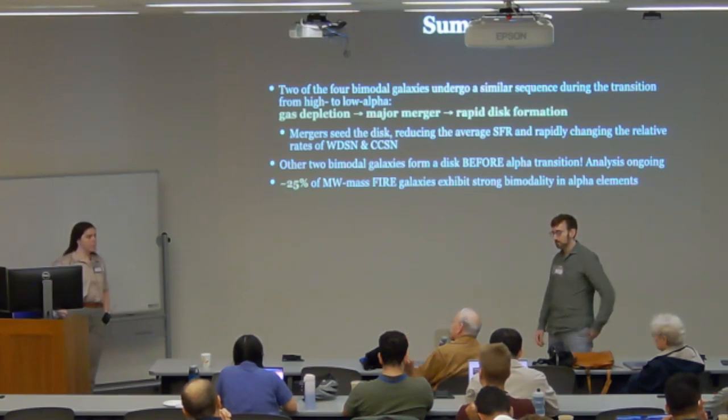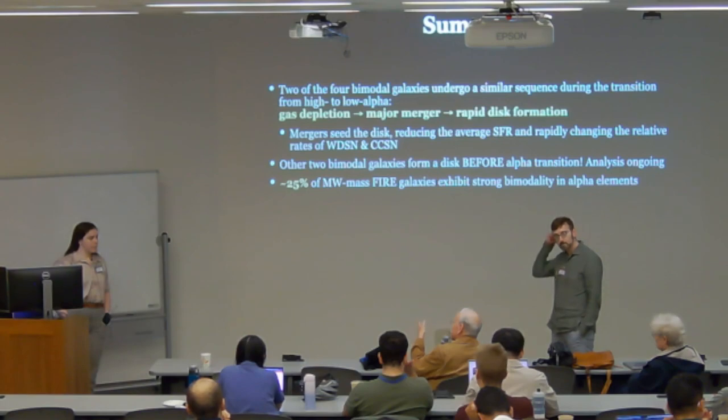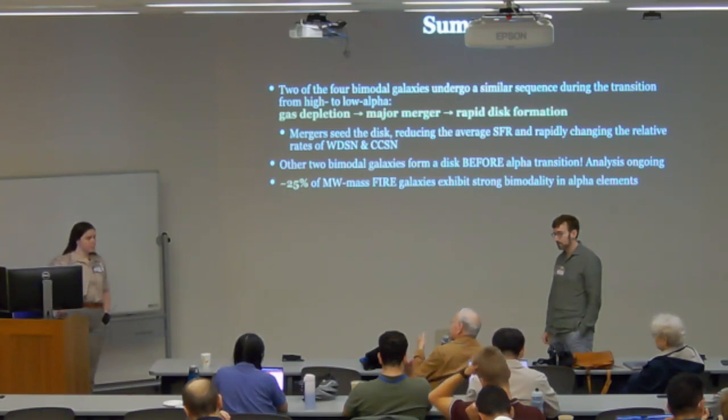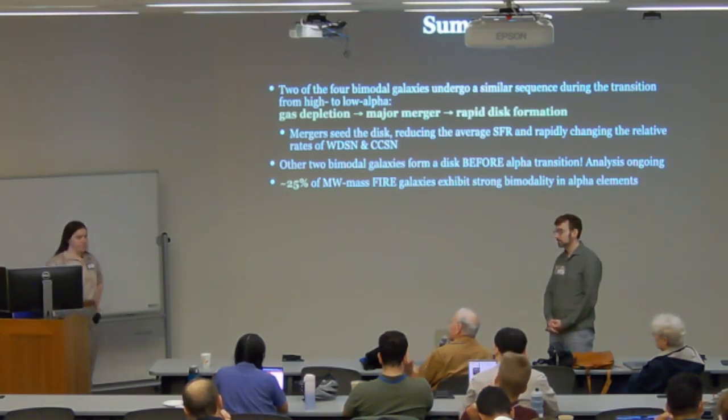So presumably, even though you didn't find that the transition from high alpha to low alpha occurs exactly at the formation of the disk, it must have something to do with the element abundances in the thin disk, because that's the gas that's forming the thin disk.